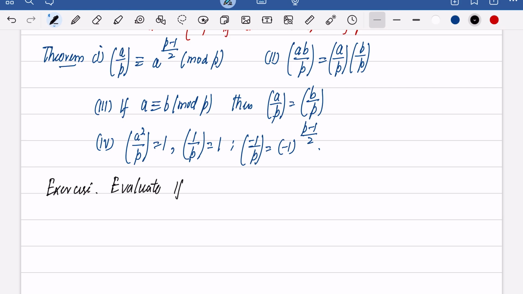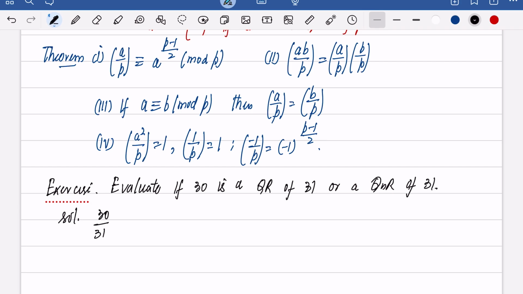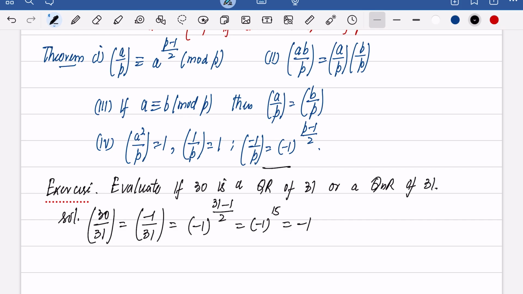Evaluate if 30 is a quadratic residue of 31 or a quadratic non-residue of 31. So what we will do in the solution, we are actually asked to evaluate (30/31). Now as we know that 30 is congruent to -1 mod 31, so we can write this as (-1/31). Now using this result here, this can be written as (-1)^((31-1)/2), so it is (-1)^15, which is equal to -1. This implies 30 is a quadratic non-residue of 31.